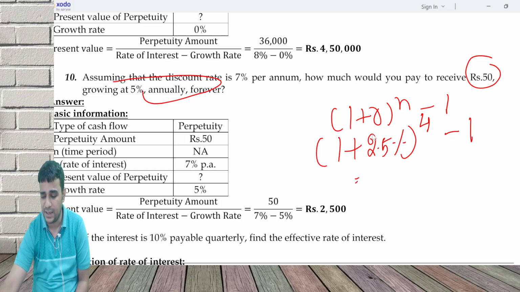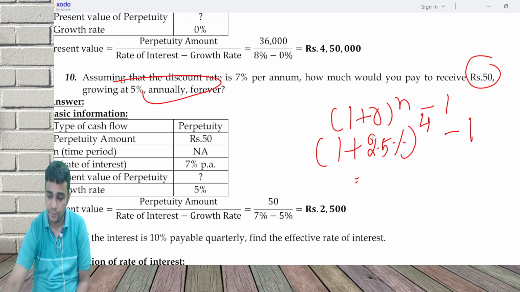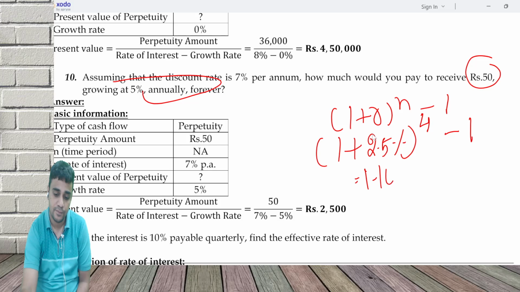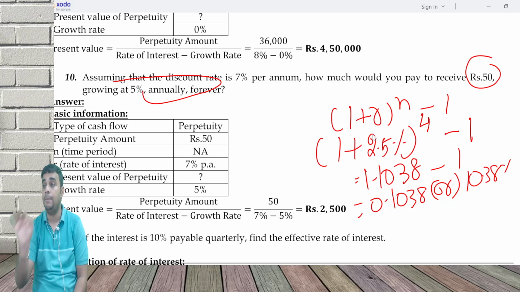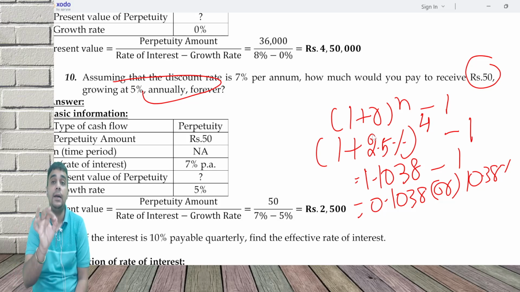Guys, participate please. 1 point ... minus 1. So if some bank is paying you 10% quarterly, you will earn 10.38%.